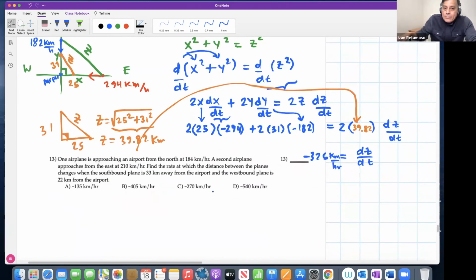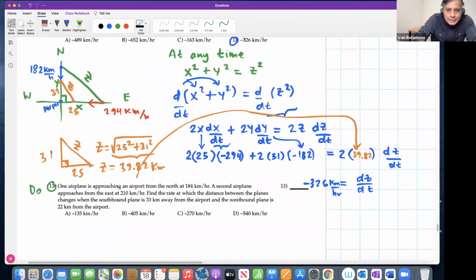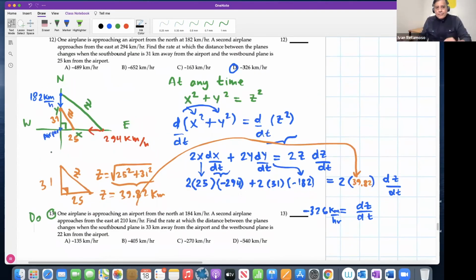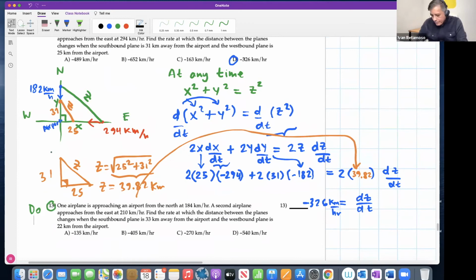Now I want you to try number 13. And then probably we will move to the last two forms. Can you try this? I will leave this in the top because there are a lot of steps, there's signs and stuff. Yeah, you can try this. It will help in your homework.